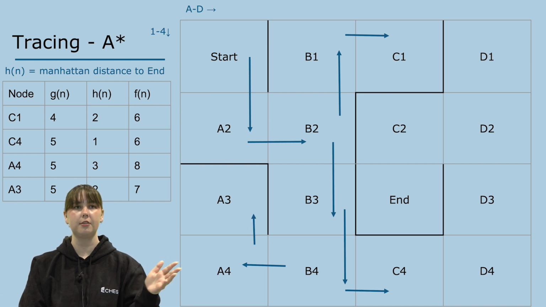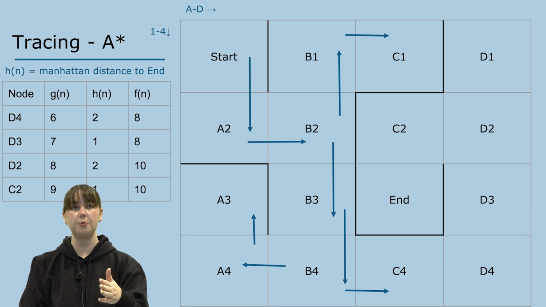So we can refresh this and look where we're going now. We've cleared all of our dead ends for now. And we can go back to C4. And from C4, we've only got one option. We'll go forward to D4. And then from D4, we can go to D3. And then from D3, we can go to D2.